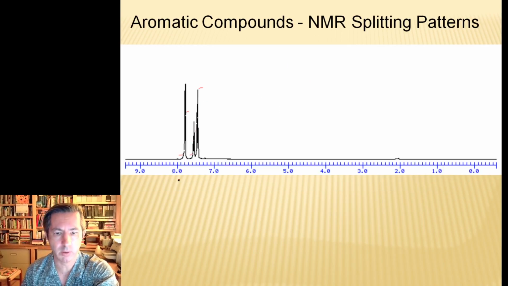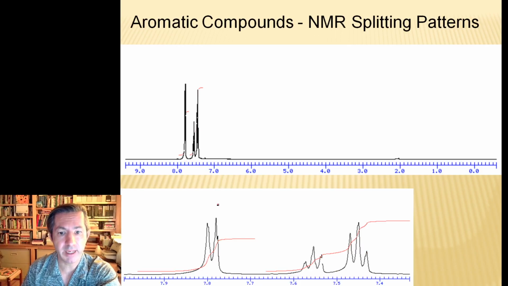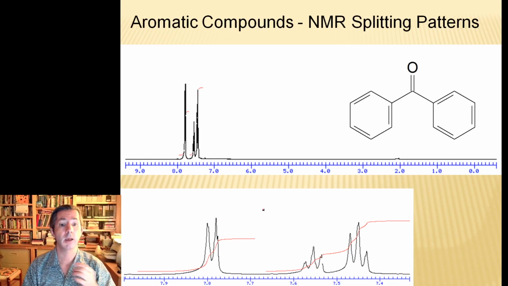Okay, there's a lot of stuff going on in here. Again, aromatic region, around 6.5 to 8. But notice most of these peaks are closer to 8 than to 7. There's something electron withdrawing or electronegative that's causing some de-shielding here. And if we zoom in, we've got a doublet, a triplet, and a doublet. This is actually an idealized splitting pattern for something that is mono-substituted.